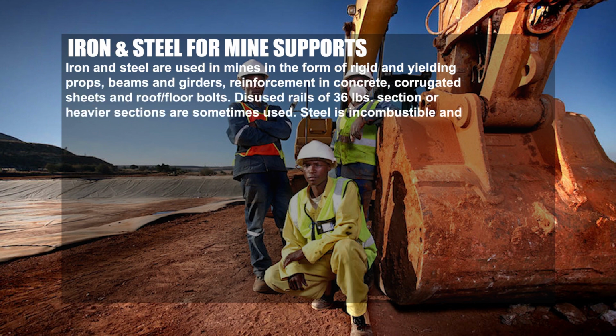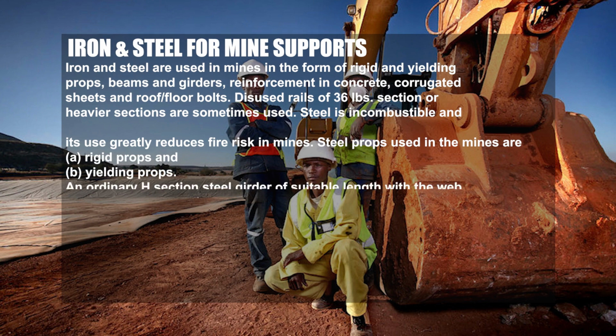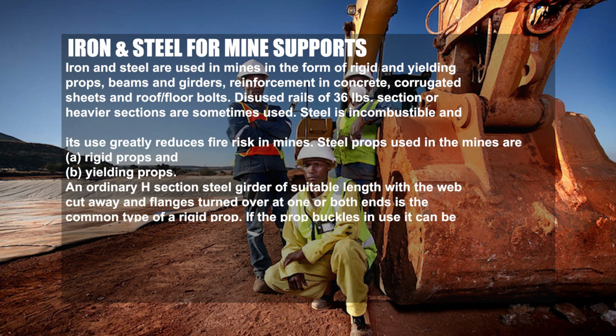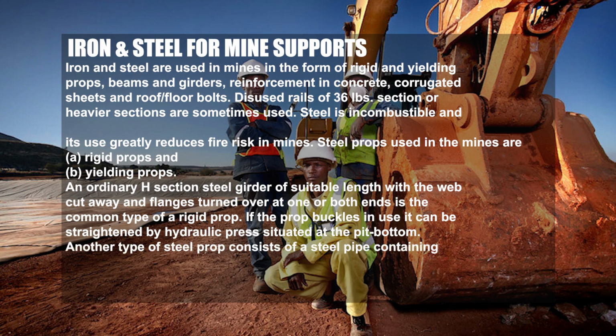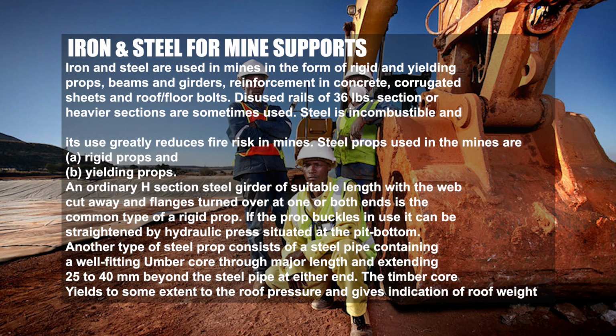Iron and steel are used in mines in the form of rigid and yielding props, beams and girders, reinforcement in concrete, corrugated sheet and roof and floor bolts. Disused rail of 36 lbs section or heavier section is sometimes used. Steel is incombustible and its use greatly reduces fire risk in mines.